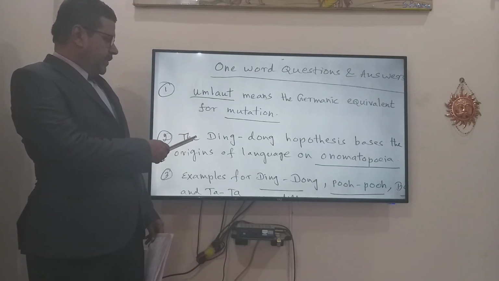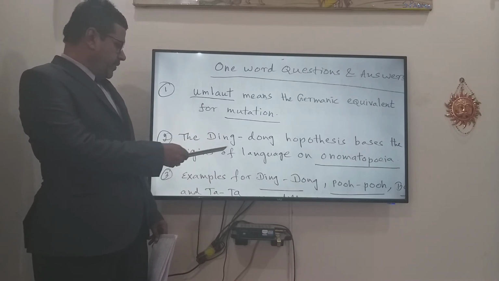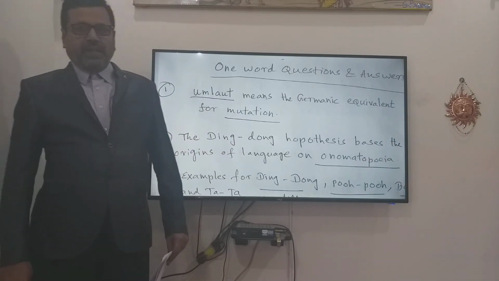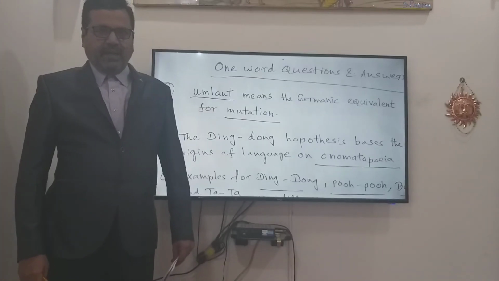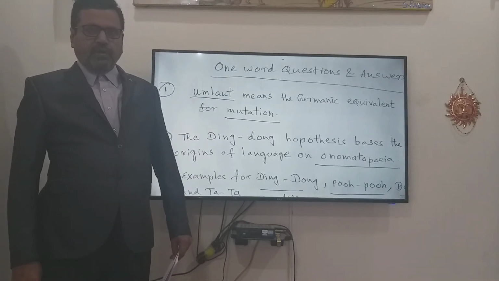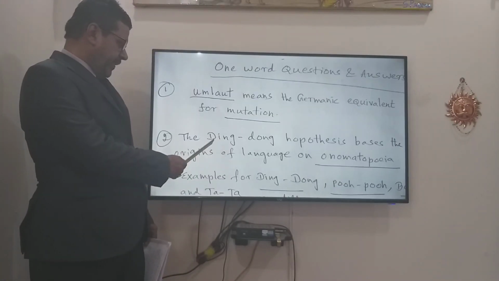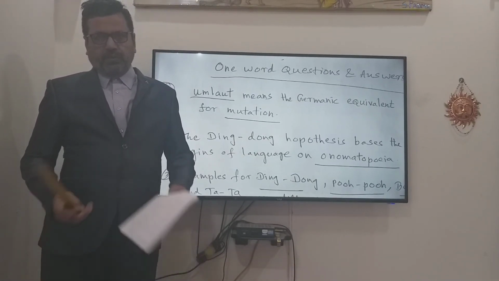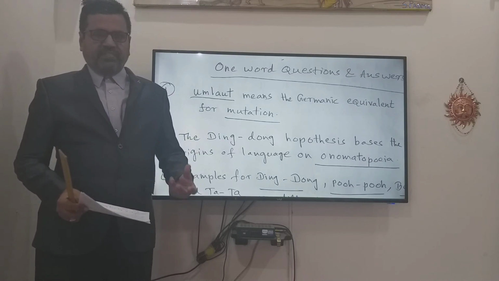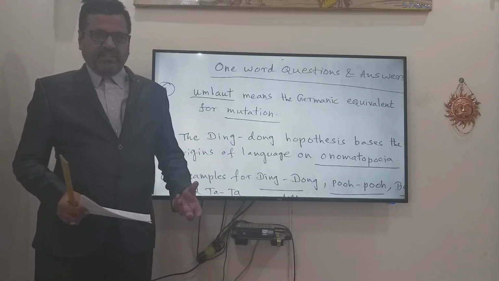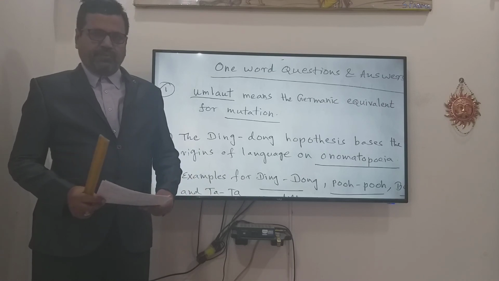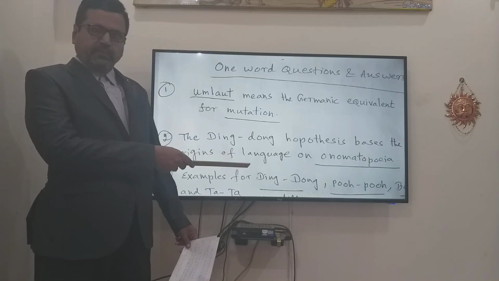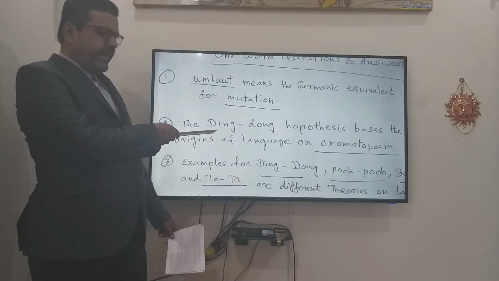Second one, the ding-dong hypothesis bases the origins of language on onomatopoeia. So in origin of language theory, the first important theory is the ding-dong theory. It is essentially based on onomatopoeia, sound. So many words, for example, banging, clatter, slip, these are the onomatopoeia words. Most of the words derived from the sound only. This is the ding-dong theory.